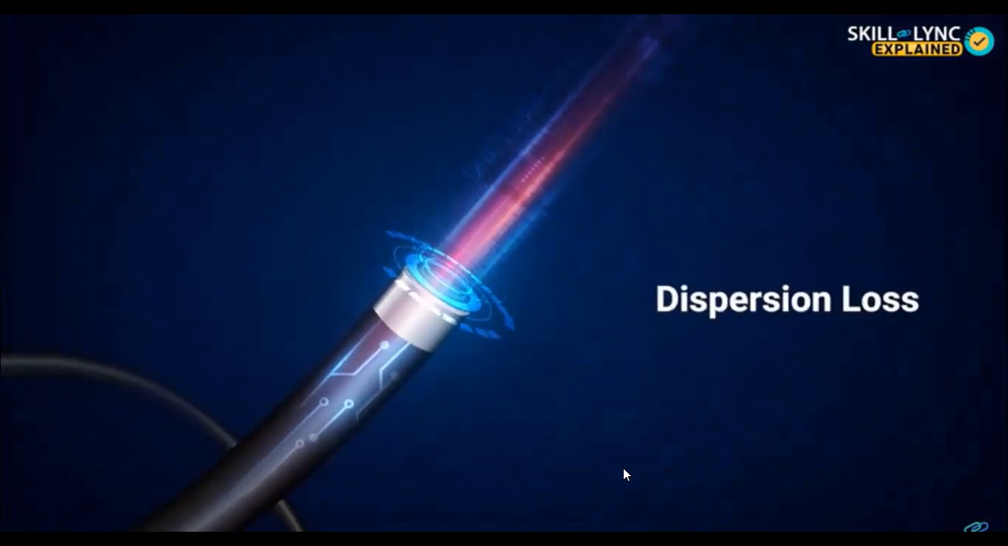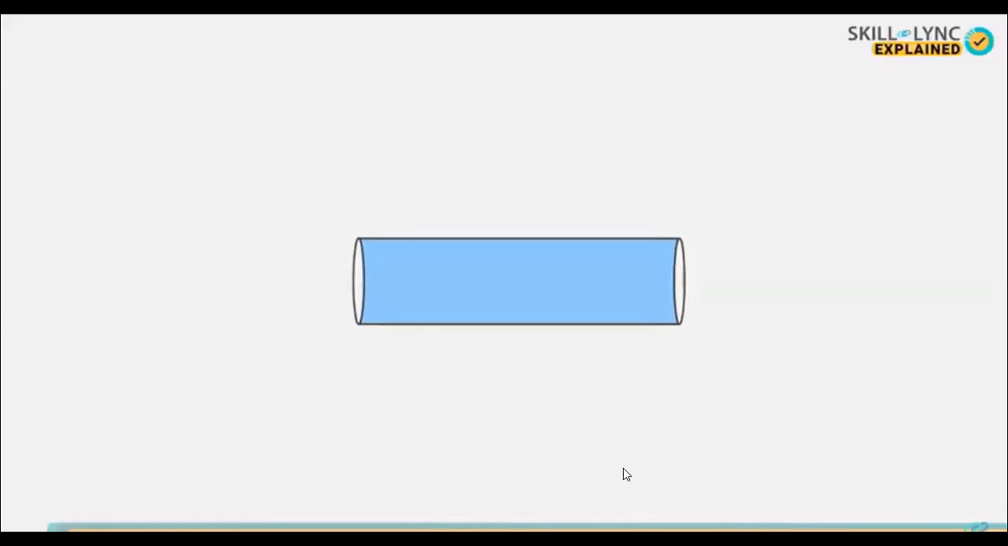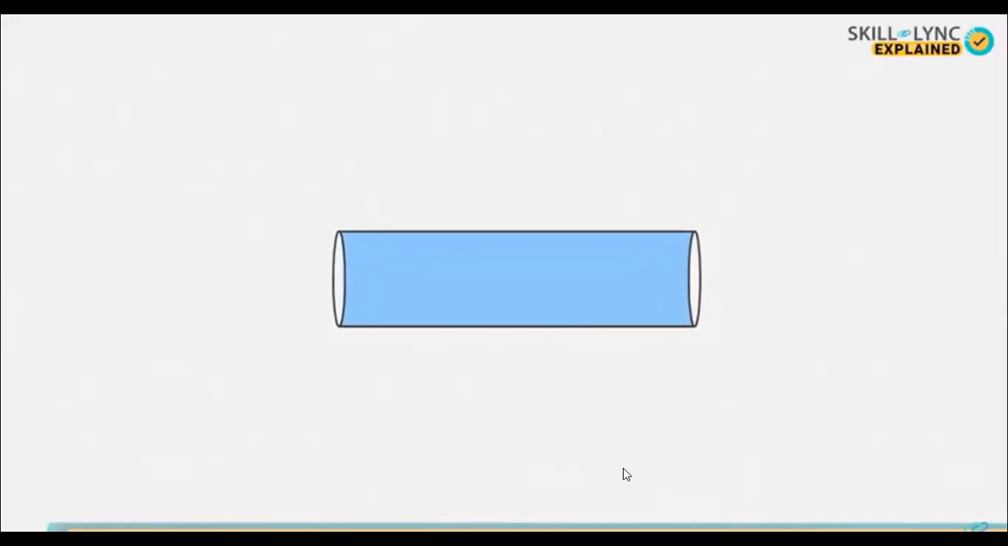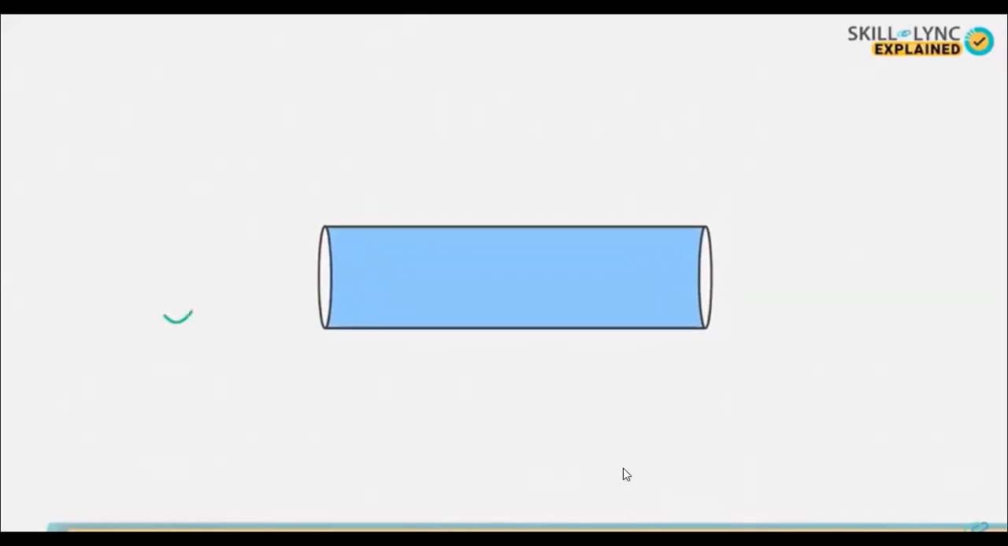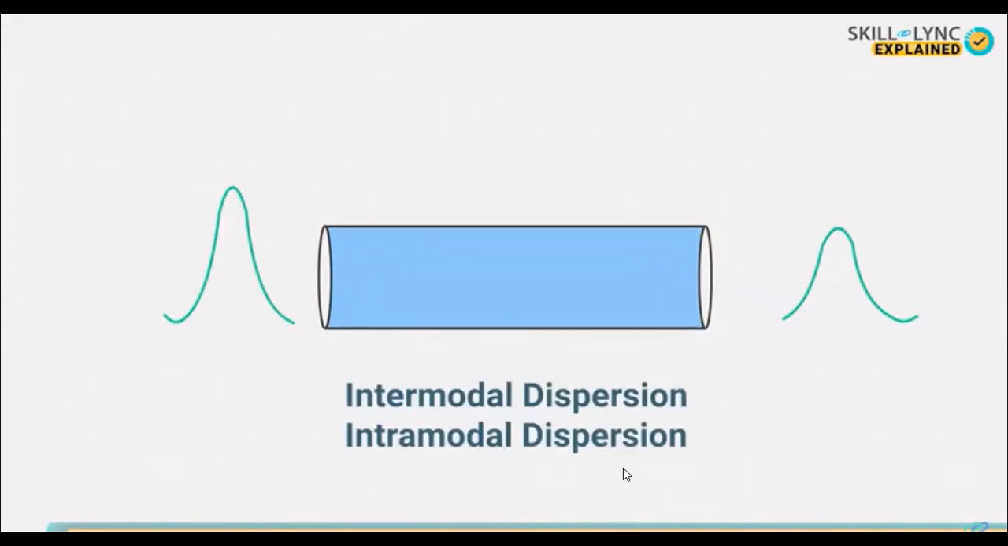Let's start with dispersion loss. This loss occurs as the wave travels through the optical fiber. When a signal is sent through the cable, it has a higher amplitude, and when it is received at the other end, the amplitude decreases. This happens because the pulse broadens as it travels through the fiber. Dispersion loss can be divided into two types: intermodal dispersion and intramodal dispersion.